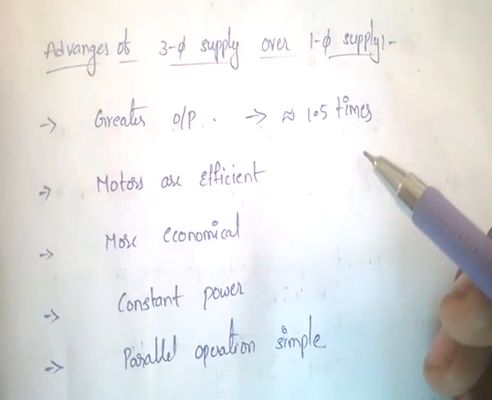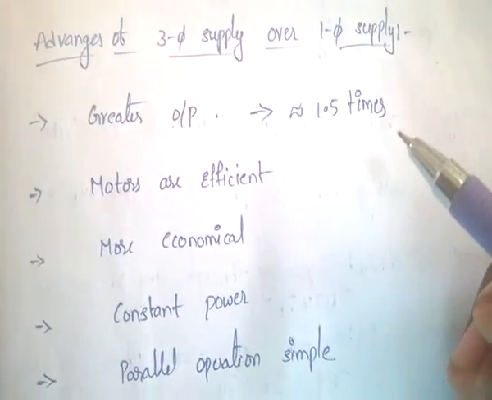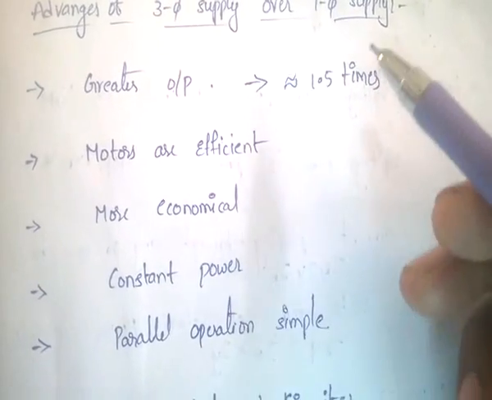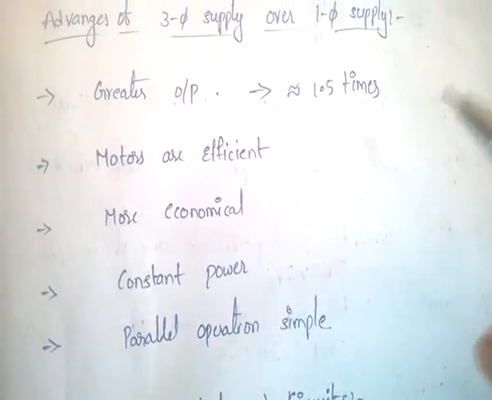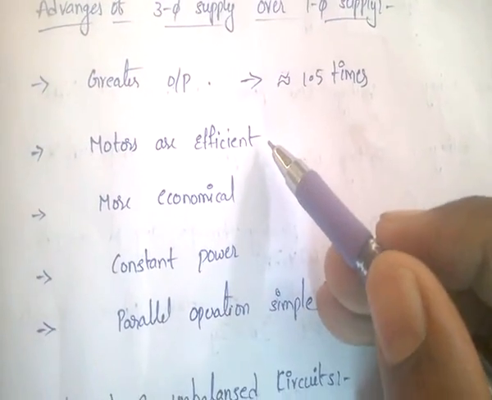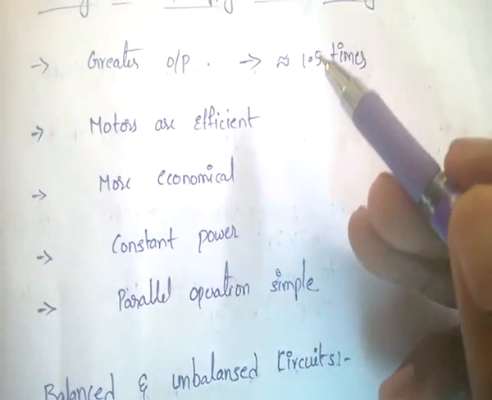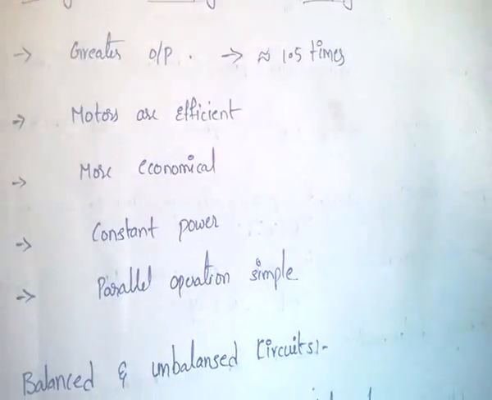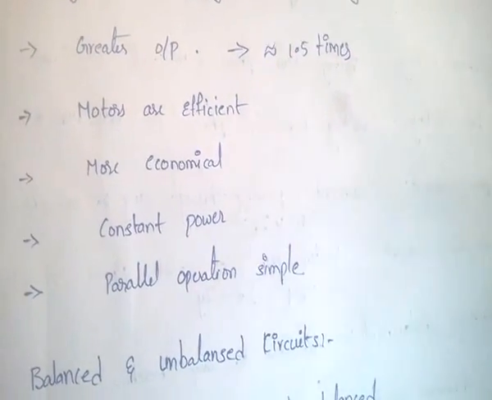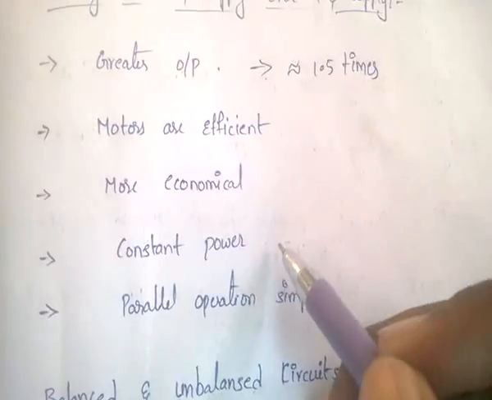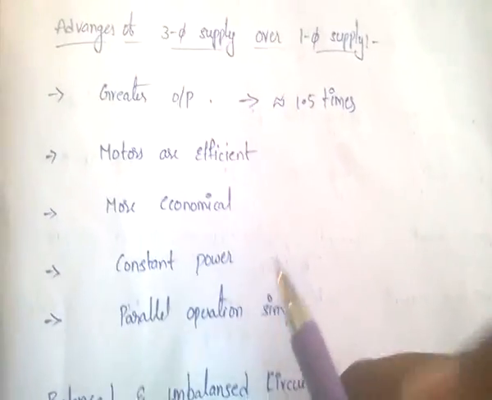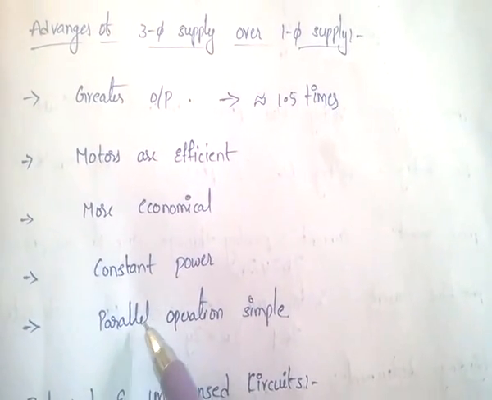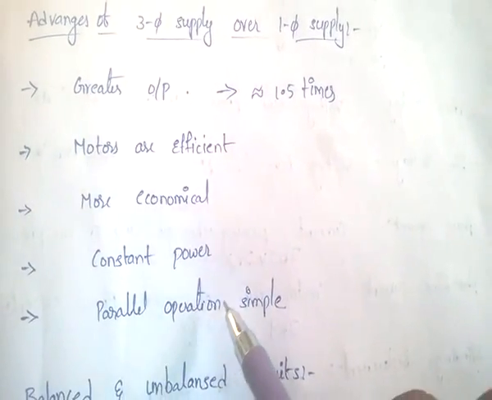Second one, motors. Three phase motors are more efficient because they give 1.5 times the output of single phase. Most efficient means most economical. They will give constant power, which means there are no power swings or power variations. And for this three-phase supply, parallel operation is also very simple.